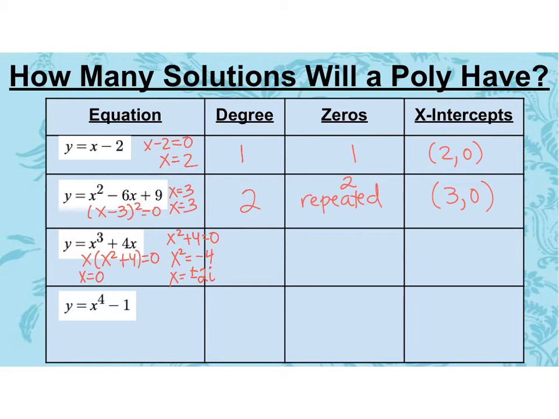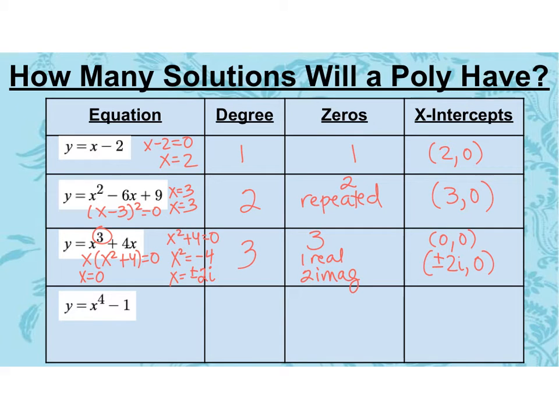So here we have a third degree, and we have 3 zeros. 1 is real, and 2 are imaginary. My x-intercept, my solution, would be (0, 0). Technically, 2i is not an x-intercept, but that would be our zeros.